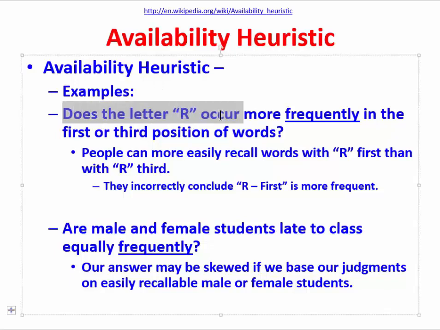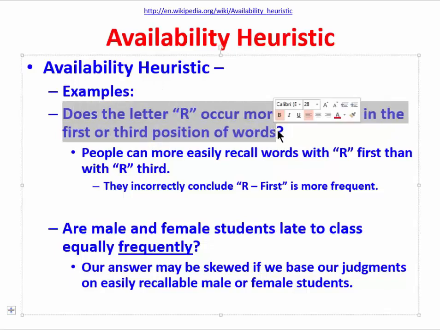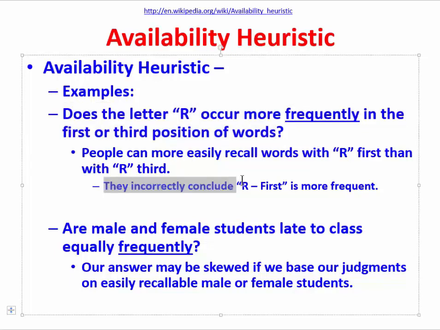A question that we might ask some participants in a psychology experiment is a very straightforward question. Does the letter R occur more frequently in the first or third position of words? Interestingly, most people can more easily recall words with R first than with R third. They incorrectly conclude R first is more frequent, even though R third is actually more frequent. But because R first is more available to them, it's easier for them to generate specific examples of R first than of R third. They fool themselves into thinking, per the availability heuristic, that R first occurs more frequently.